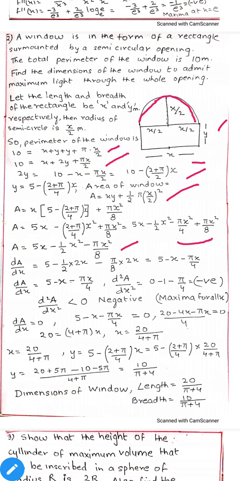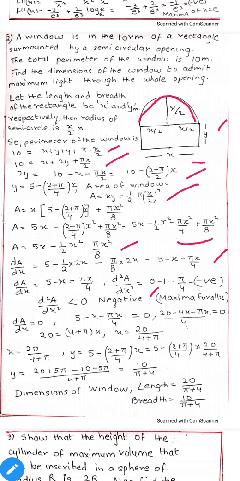dA by dx is equal to 5 minus half into 2x minus pi by 8 into 2x, that is equal to 5 minus x minus pi x by 4. dA by dx is 5 minus x minus pi x by 4. d2A by dx square is equal to 0 minus 1 minus pi by 4, negative, that is maxima for all values of x. dA by dx equal to 0.